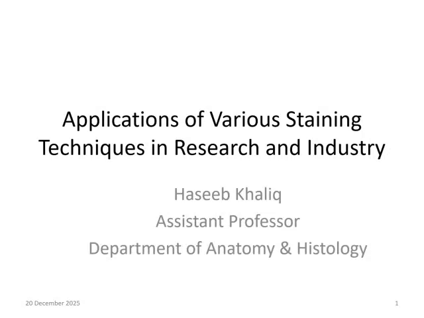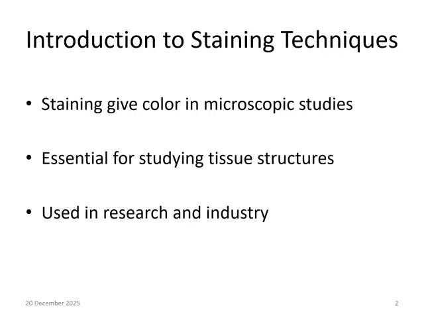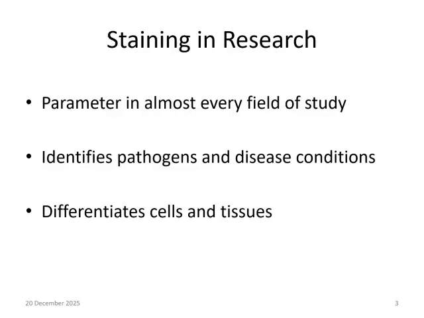Applications of various staining techniques in research and industry. First of all, introduction to staining techniques. Staining gives color in microscopic studies, essential for studying tissue structures, used in research and industry. Staining in research is a parameter in almost every field of study. It identifies pathogens and disease conditions, and differentiates cells and tissues.